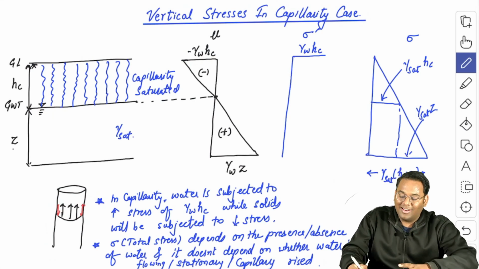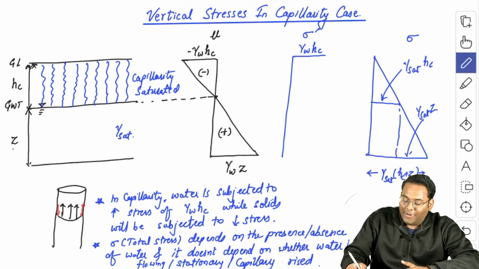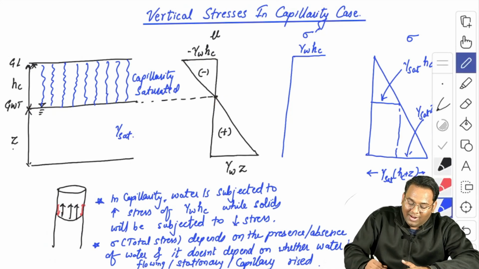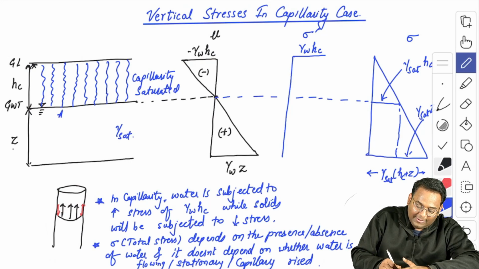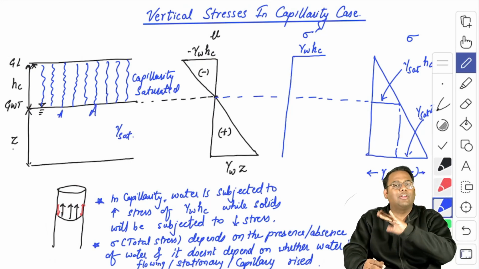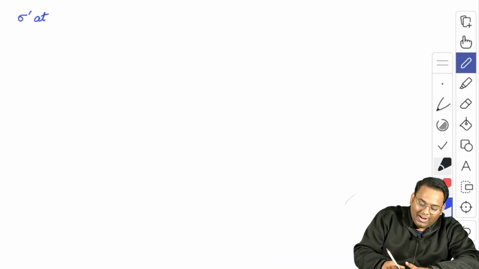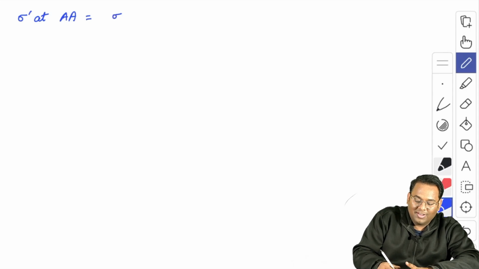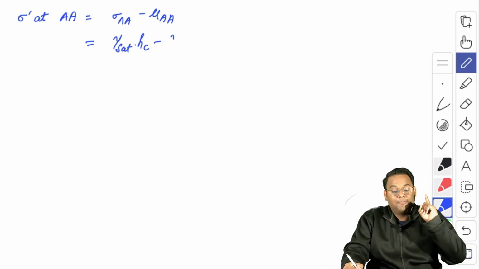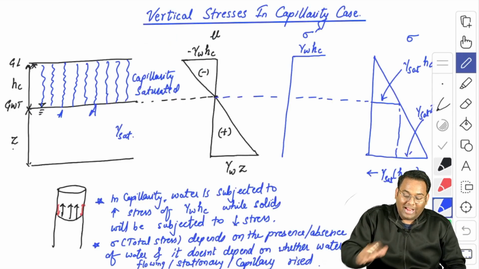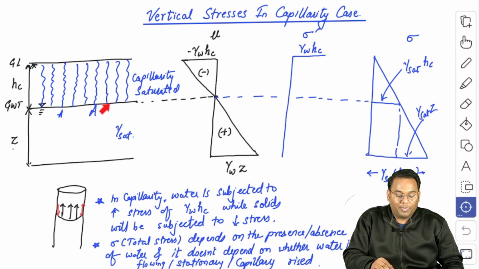Now let us understand what the value of the effective stress at this level will be. Let me write down this particular level as the level AA. Let me do the calculation on another slide. So what will be the effective stress at level AA? That will be equal to total stress at AA minus pore water pressure at AA. Yes or no? So what is the total stress at AA? That is gamma saturated into HC. And what is the value of your pore water pressure? Let me check that. I am going to check about this particular level.